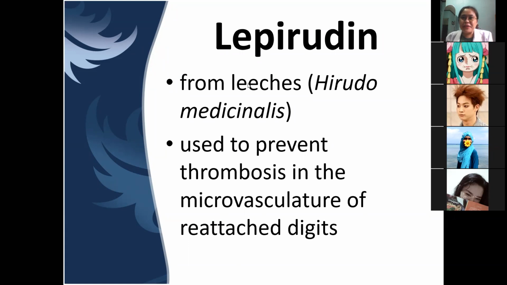Okay, so we have lepirudin class. It is a recombinant product pero not sa human ha. This one is from the leech, sa linta, and we call it scientifically Hirudo medicinalis. So ano siya? Anticoagulant. This will prevent the formation of clot or thrombosis sa microvasculature of reattached digits, like naputulan mong hangtudlo and then i-attach balik, to prevent blood clots sa site. We may give lepirudin, though again this is not from the human, it's from the leeches.